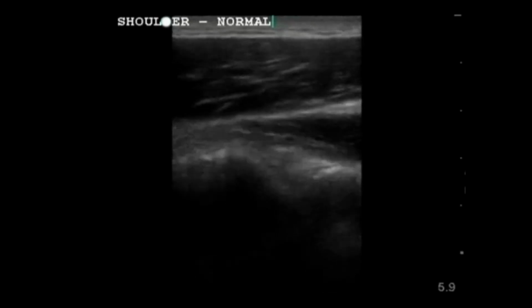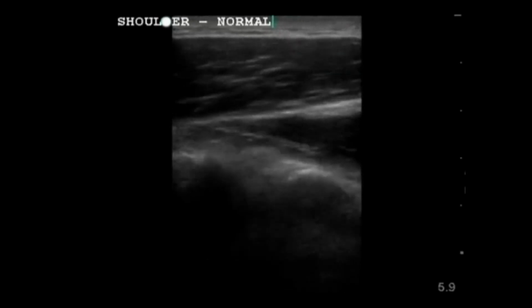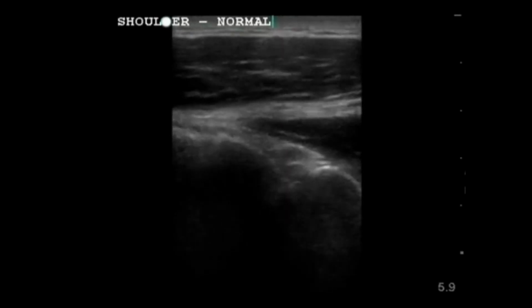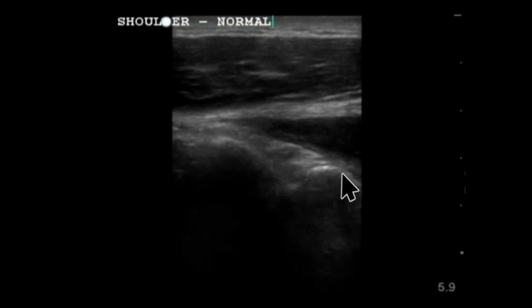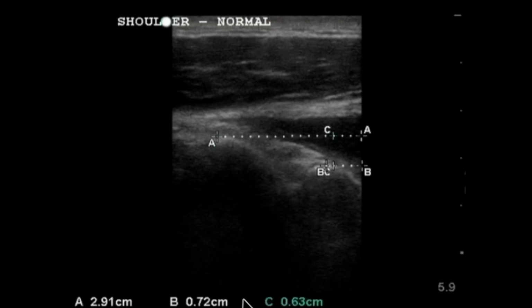Now here's a normal left shoulder. The operator is now on the other side, the left side, meaning that this is now the humerus, and now this is the glenoid. Remember, this is posterior, and this is anterior. When one draws the tangents from the glenoid and from the humerus, the distance between these two tangents is 6.3 millimeters, which is normal.